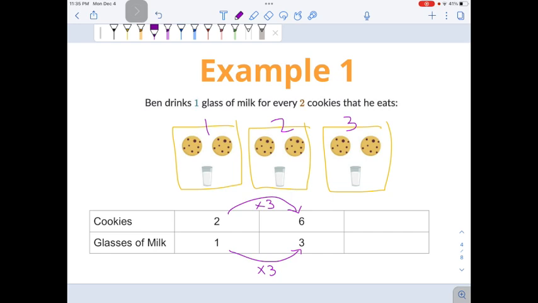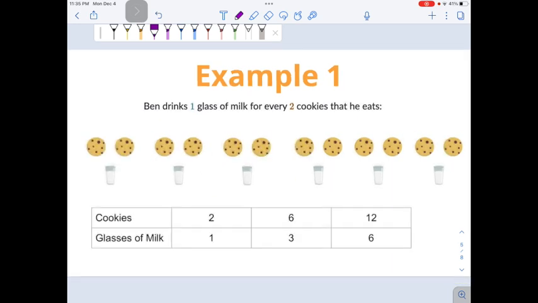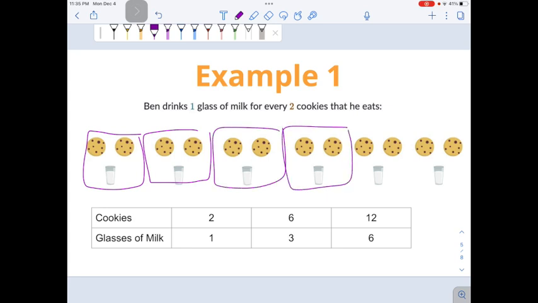Ben is really hungry and really thirsty. He's going to keep repeating this pattern. Now we can see this pattern 1, 2, 3, 4, 5, 6 times. All right, so I can also see that there are 6 glasses of milk. That's right down here, 6 glasses of milk. And there are 12 cookies. That's right here. So without the picture, I can see a couple of things here.